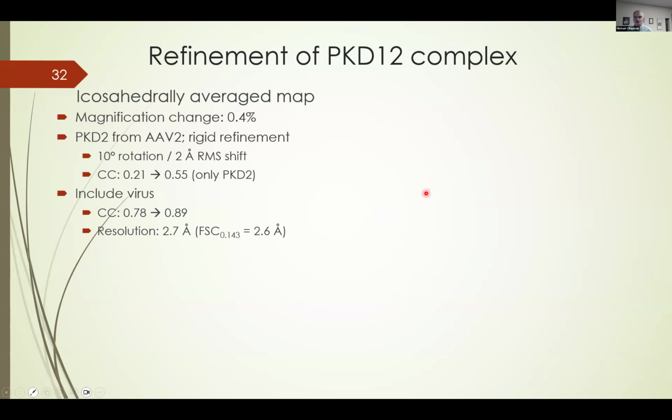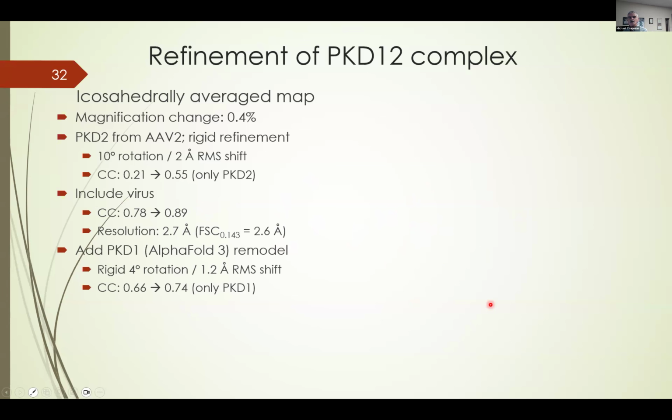At this point, we started including the virus in our refinement, and the correlation coefficient goes up to nearly 0.9. We can now refine the resolution to be 2.7. This is by agreement with the atomic model. The FSC had told us it was about 2.6. This is a typical level of agreement that we see.